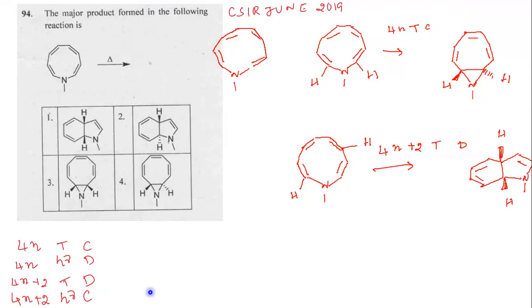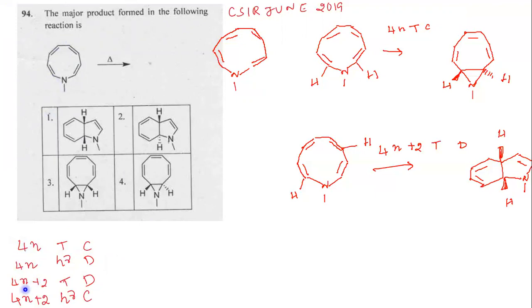Through conrotation, we can either close or open the ring. In this example, if you consider all the 4 pi bonds, that means 8 electrons. An 8 electron system is a 4n system. If you start giving numbers to n as 0, 1, 2, 3, 4, then 4n with n equal to 2 becomes an 8 electron system. So an 8 electron system is a 4n system.